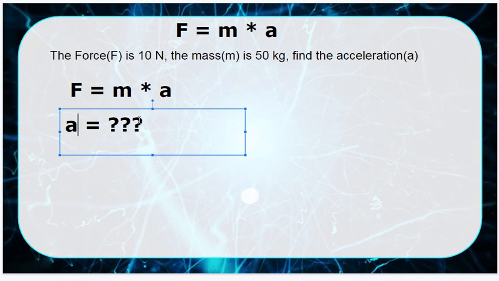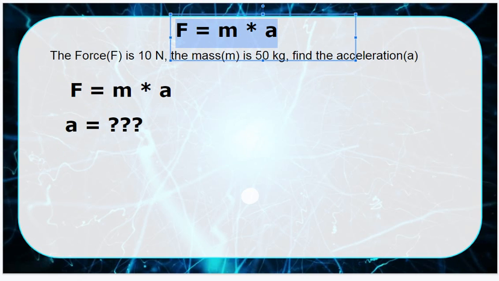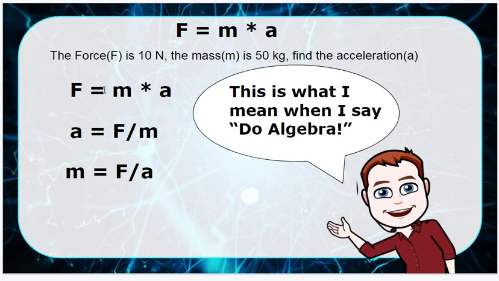Well, if you use algebra, you can take this equation right here and you can automatically turn it into 3 equations. All you have to do is divide both sides. If you want to find out a, just divide both sides by m. Divide this side by m and this side by m. And you get a equals f over m. A equals f divided by m. And so if I ask you for acceleration, just take force and divide it by mass.